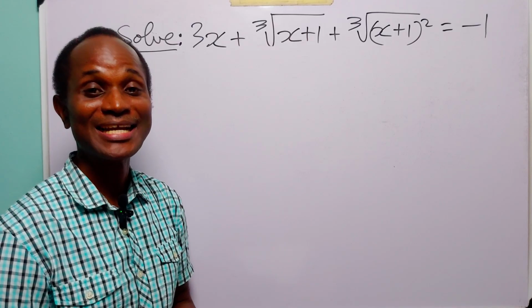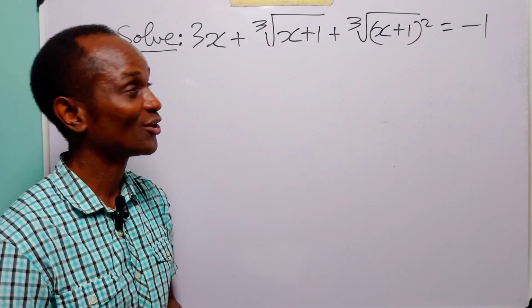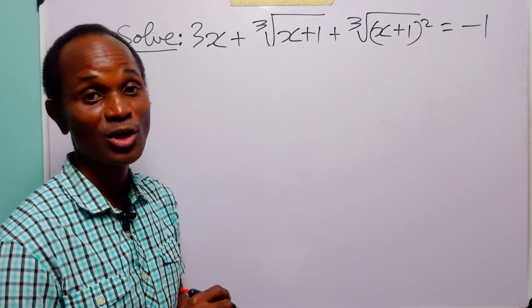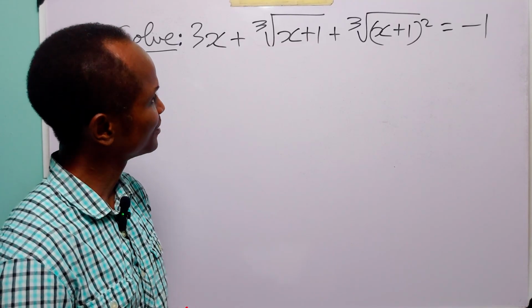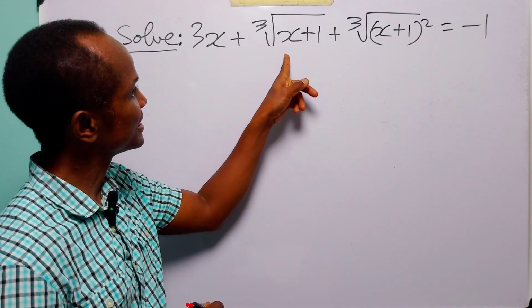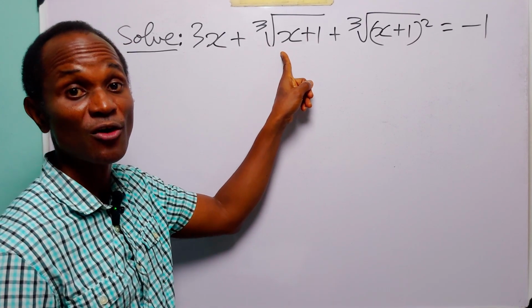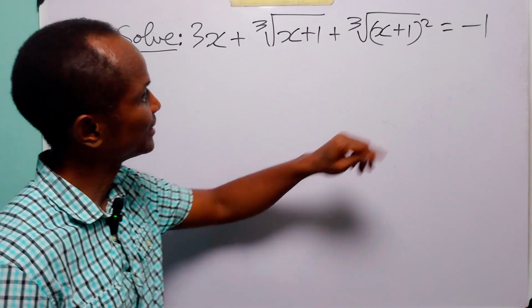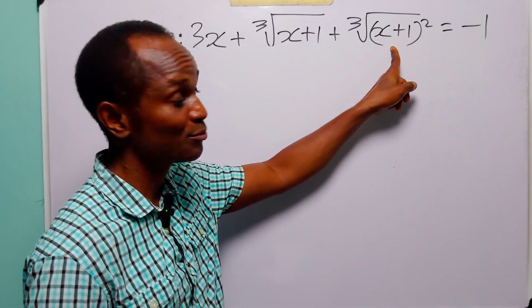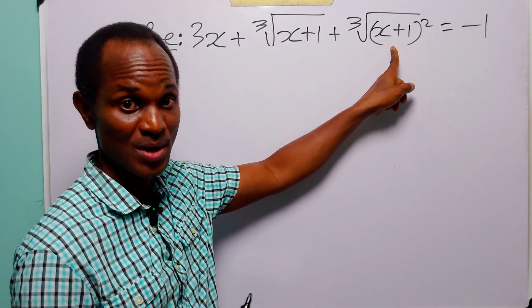Hello and welcome. In this math tutorial, our task is to solve the radical equation given on the board. Now let us look at this equation. In this term, you can see the cube root of x plus 1. And in this term, you can see the cube root of x plus 1 squared.